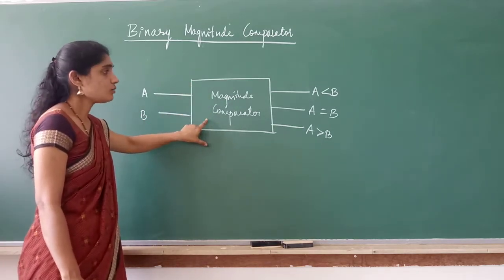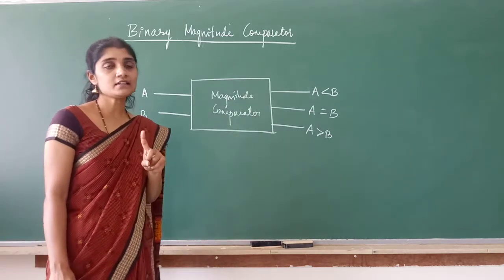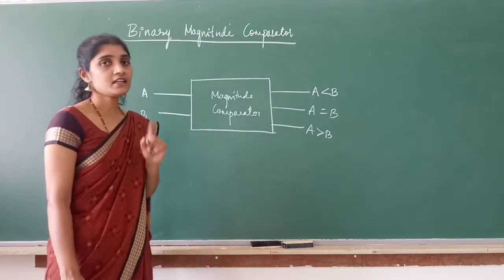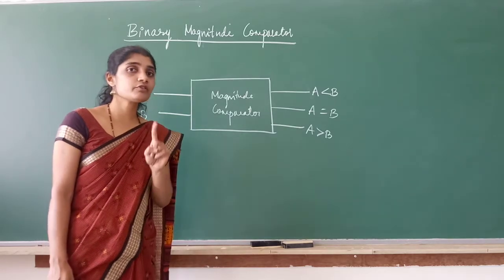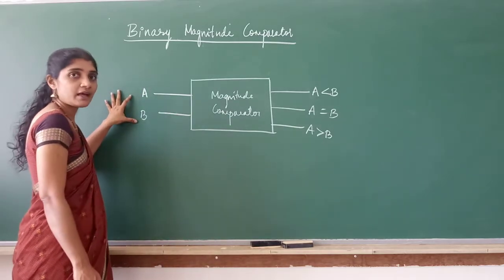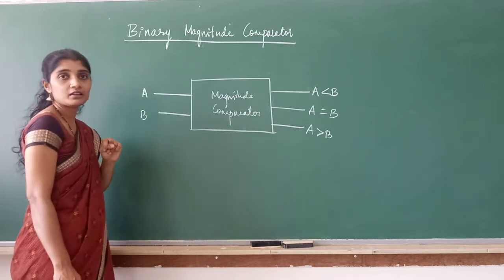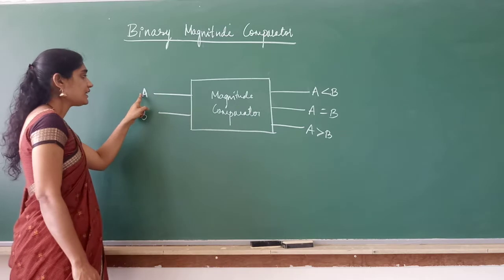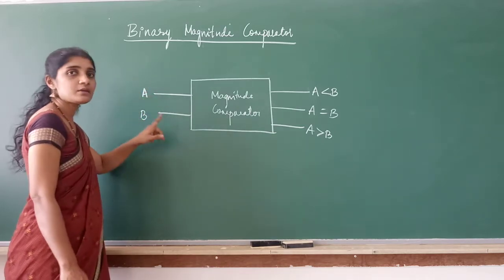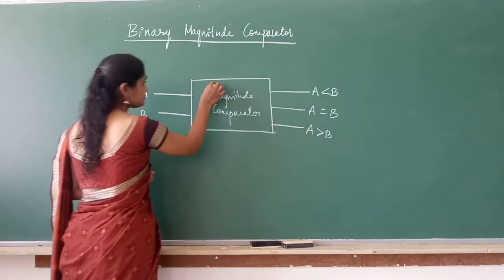Now in your syllabus you have the design of the 1-bit comparator and the 2-bit magnitude comparator. So let us start designing the 1-bit comparator. What is the meaning of a 1-bit comparator? A 1-bit comparator compares the magnitude of two numbers where each number is of 1 bit. For a 2-bit comparator, A will be 2 bit, B will be 2 bit. For a 3-bit comparator, A is 3 bit, B is 3 bit, like that.